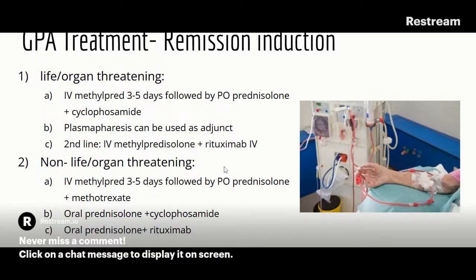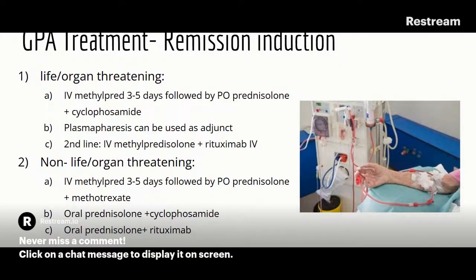And if it's non-life threatening, if they've come into AMU and they've said, okay, well, I'm feeling this way, and you've got a rheumatologist on hand who says, let's treat them for GPA, then you can give them some methylpred for 3 to 5 days, and instead of giving cyclophosphamide, you give PO pred with methotrexate. And then you can give either a combination of oral pred and cyclophosphamide, oral pred and rituximab. These are all options that you have, and it depends on what suits the patient best. This is all for remission induction.